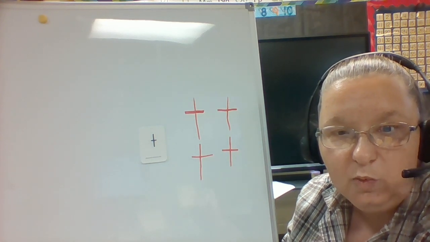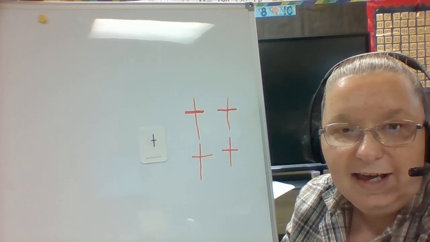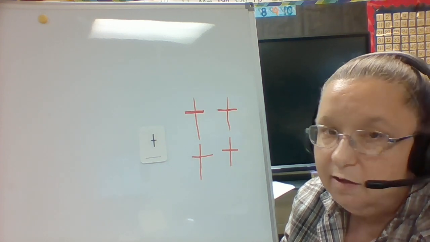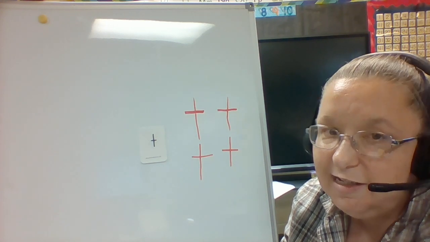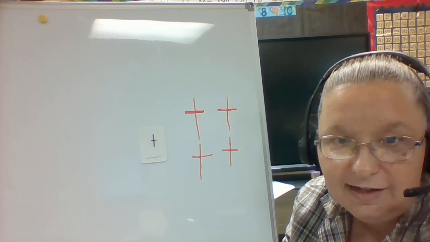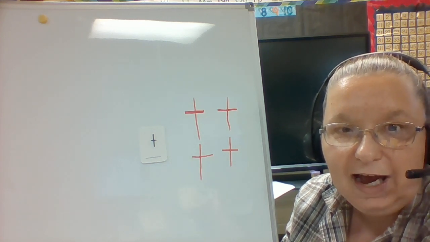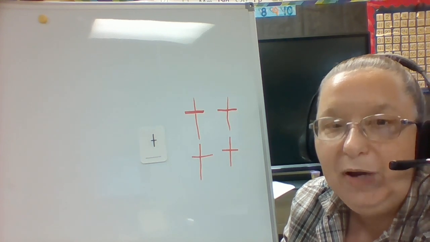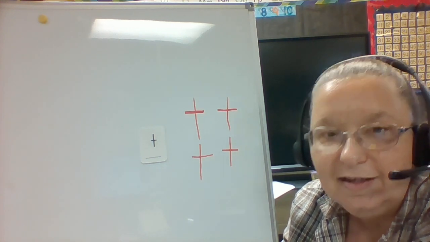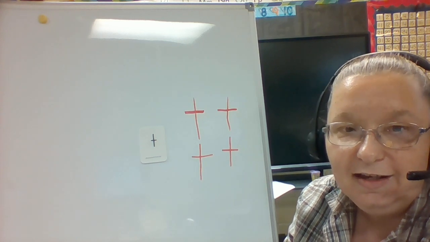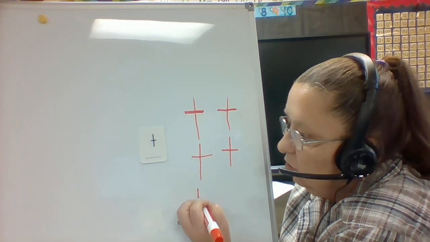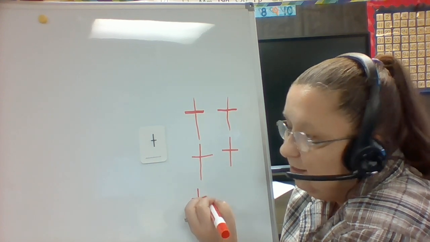Listen to this next word. Sell. Nope, there is no T in sell. There's not a T sound. Listen to this last one. Pet. I will pet my cat. Pet. Pet ends in a T sound. So go ahead and make your lowercase t.